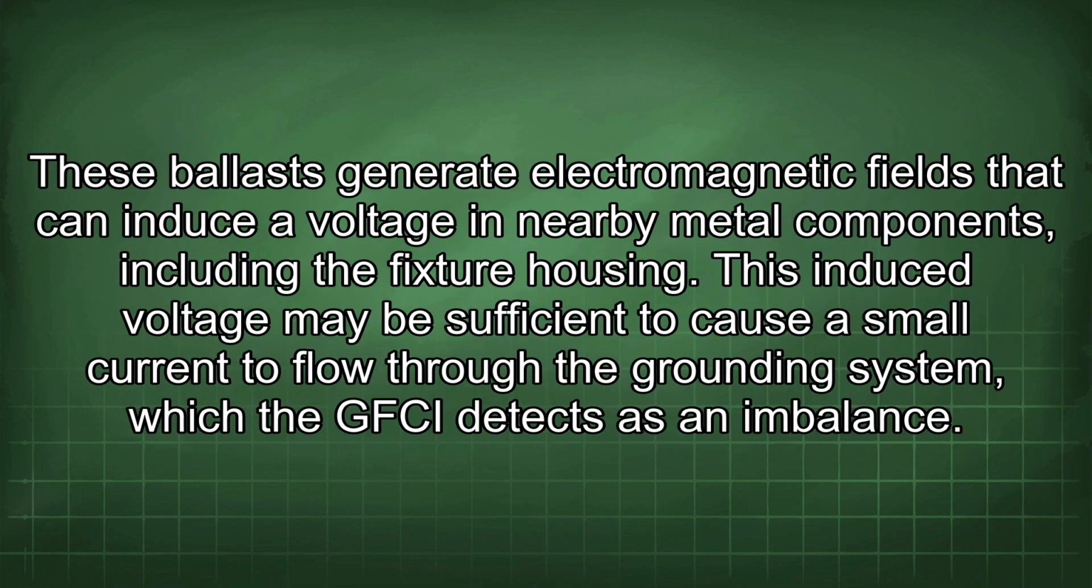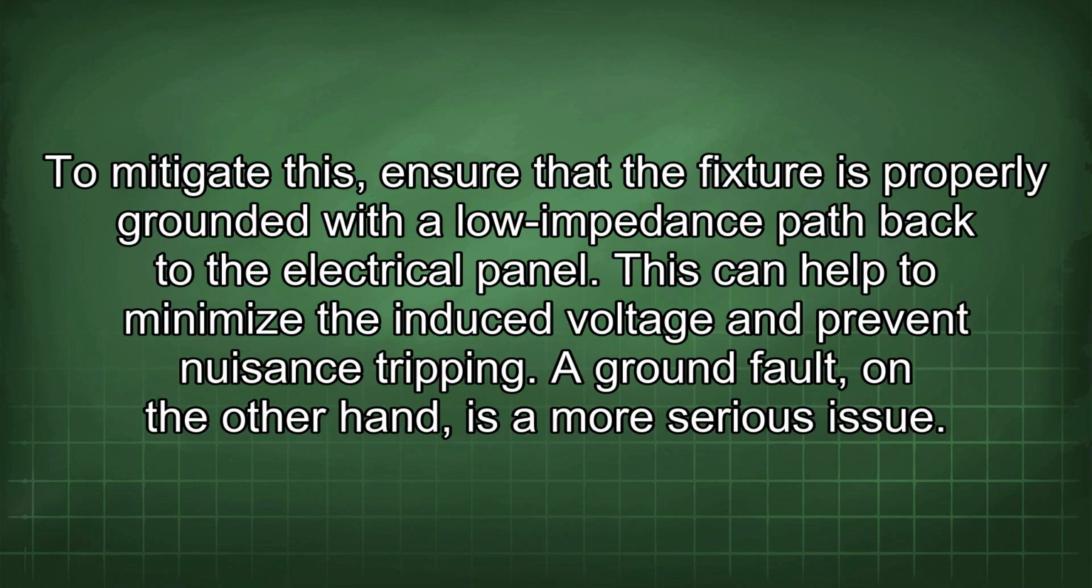Induced voltage from the ballast is a common issue with electronic ballasts. These ballasts generate electromagnetic fields that can induce a voltage in nearby metal components, including the fixture housing. This induced voltage may be sufficient to cause a small current to flow through the grounding system, which the GFCI detects as an imbalance. To mitigate this, ensure that the fixture is properly grounded with a low impedance path back to the electrical panel. This can help to minimize the induced voltage and prevent nuisance tripping.